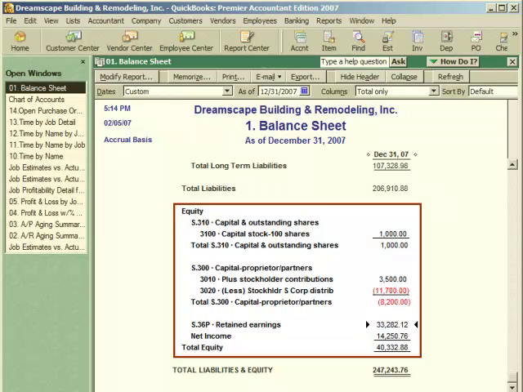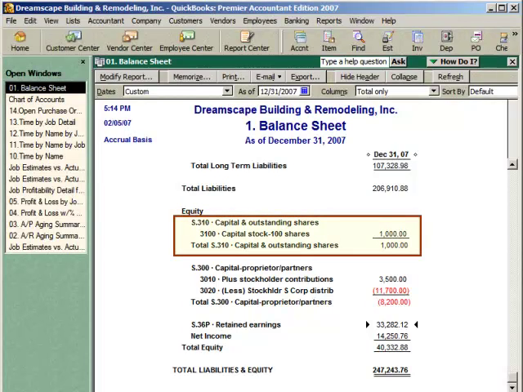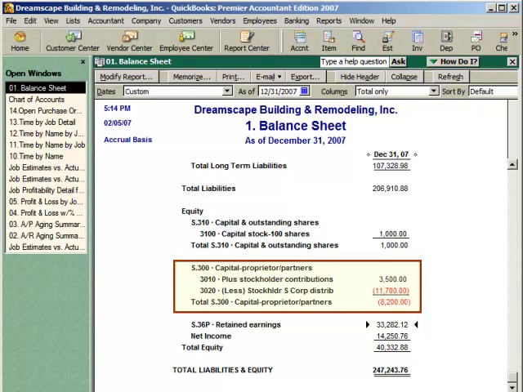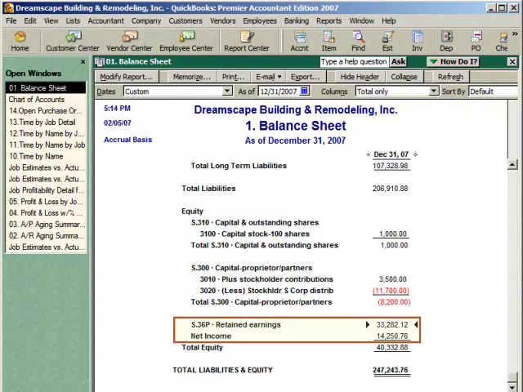The equity section of the balance sheet is next. Equity is really composed of 3 elements. First, what the owner or partners originally put into the business. It could be stock purchased or capital contributions. Second, we either add or subtract what the owner or partners have contributed or taken out after their original contributions. And third, we either add or subtract what the business has earned or lost since it was created.